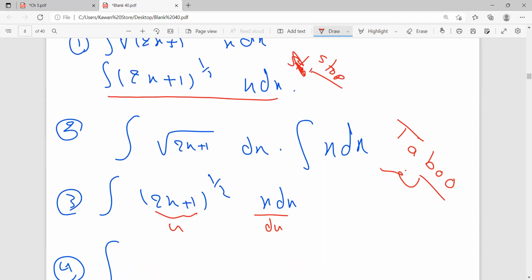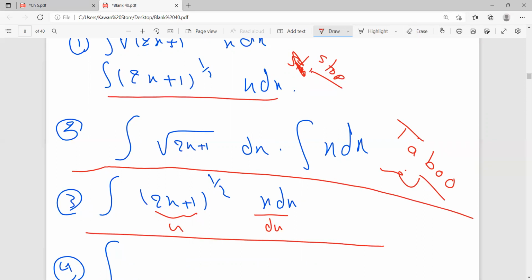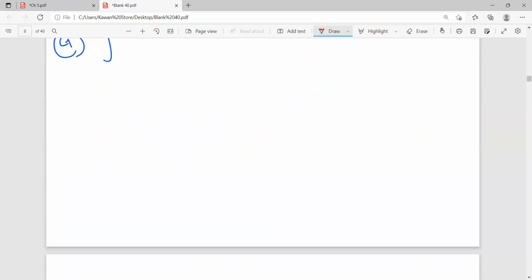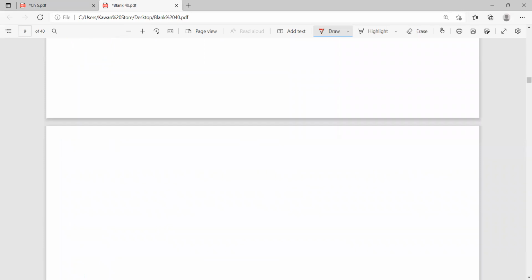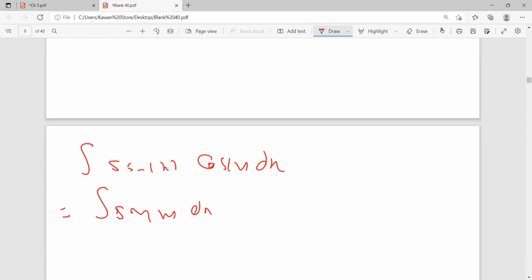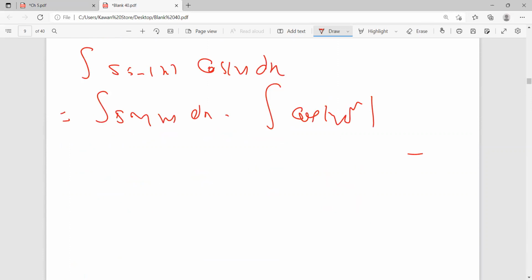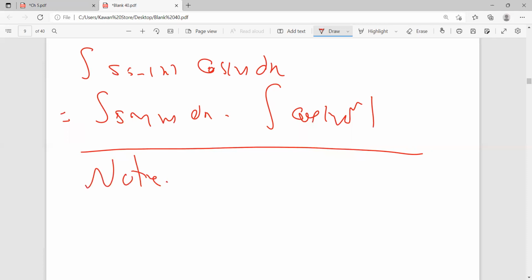For example, if I give you the integral of sine of x, cosine of x, dx, you don't know how to control it. So he says easy peasy, the integral of sine dx times the integral of cosine dx, right? It's not true. So here's the point. That's why I say, wait. For any function it is not true.